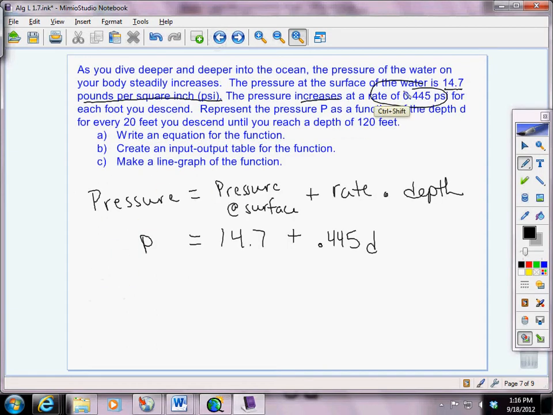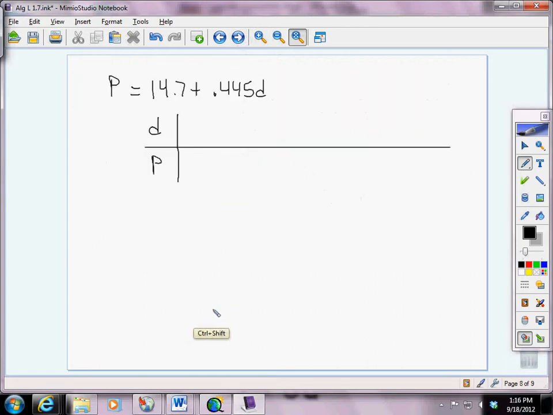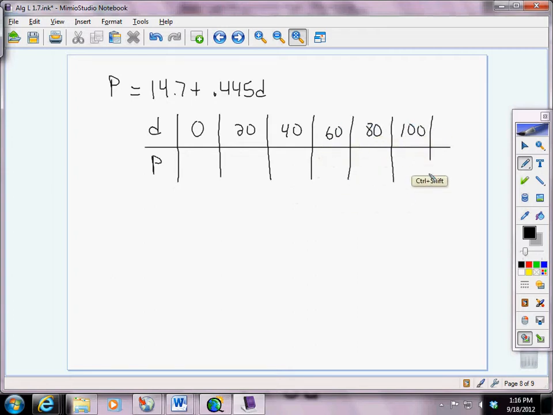If you look at our question here, obviously if we're at the surface of the water, the pressure on us is this 14.7. So we haven't dove into the water at all, so our depth is 0. And then notice we're going to go until we reach a depth of 120 feet. So our depth is going to go from 0 to 120 feet. Again, input-output tables, you can pick whatever inputs you want. So I'm going to use 0, 20, 40, 60, 80, 100, and then I'm going to stop at 120 feet.